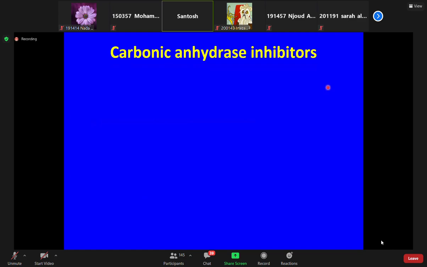Okay. Okay, so now this is another class of drugs, carbonic anhydrase inhibitors. Here we have both types. We have topical as well as systemic. So far we were talking about topical drugs. Okay. Now carbonic anhydrase inhibitors.